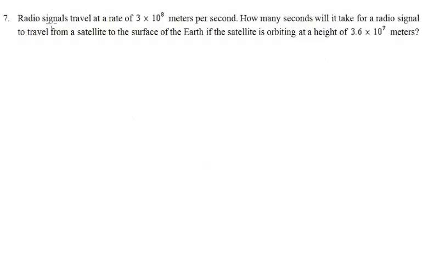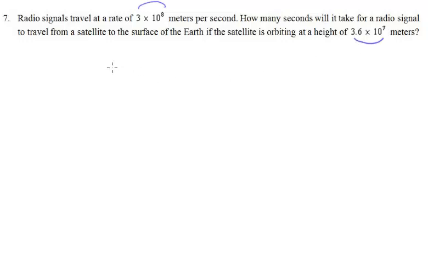Okay, we have number 7 here, radio signals, and we want to do this in scientific notation. So we have 3 times 10 to the 8th, and we also have 3.6 times 10 to the 7th. They travel at a rate of 3 times 10 to the 8th meters per second. How long will it take a radio signal to travel from the satellite to the Earth? The satellite is orbiting at 3.6.